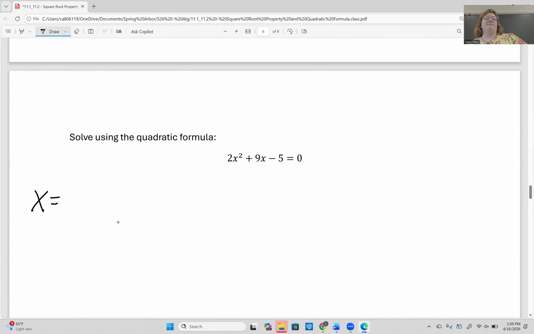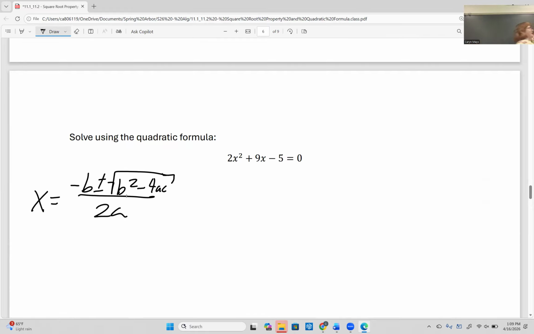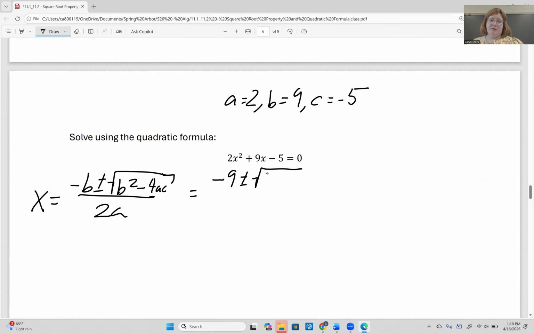So, what's the quadratic formula? X equals? Okay, so in this one, what is A? What is B? And what is C? Okay, so X equals negative B plus or minus square root of B squared minus 4AC all over 2A.